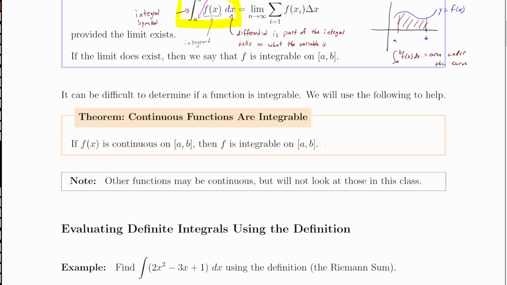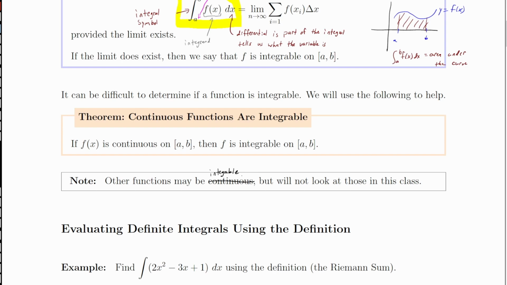As long as we work with continuous functions, then we know that everything is okay. As a side note, other functions that are not continuous may be integrable, but we're not going to look at those. Those examples would be very complicated, and we don't really need to deal with them to get done what we need to do in this class.